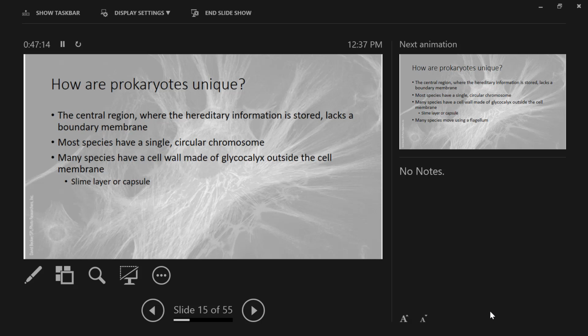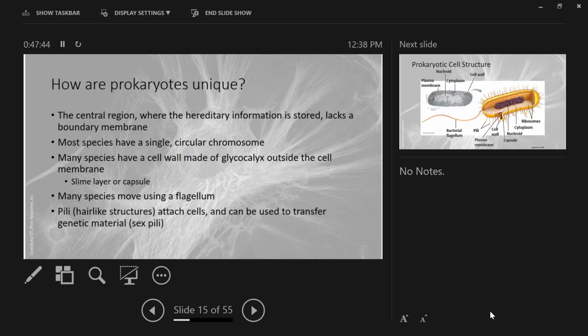Many species of these move their entire body, because their entire body is a single cell, using a flagellum. Only very, very small cells can move using a flagellum. Only very small cells. So it's unusual. You find very few, and what I mean by few is not a few number of species, but very few types of eukaryotes that move using a flagellum.